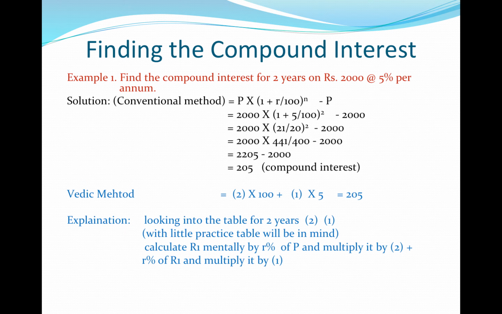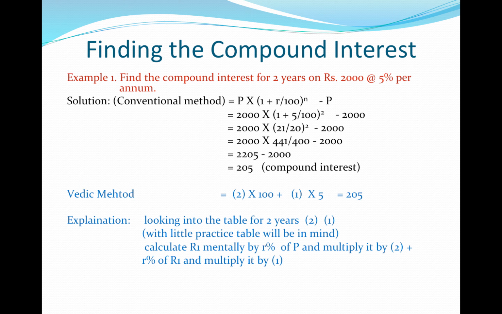So in the first example, we will find compound interest for 2 years on rupees 2000 at 5% per annum. With the conventional method, we need to use a formula which is P multiplied by within bracket 1 plus R upon 100 raised to the power n, minus P. Here P is principal, R is rate of interest, and n is number of years.